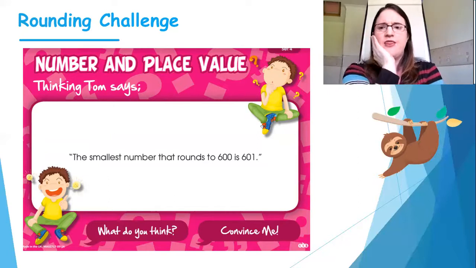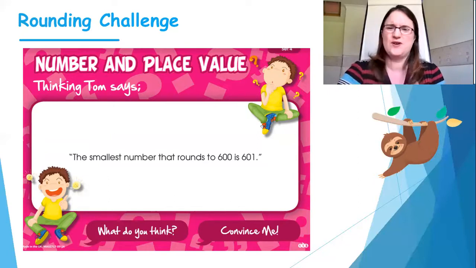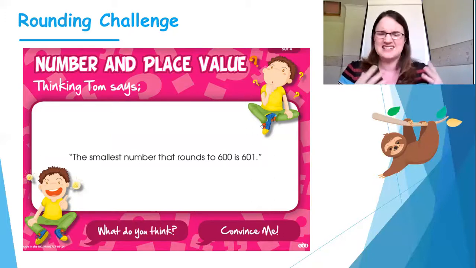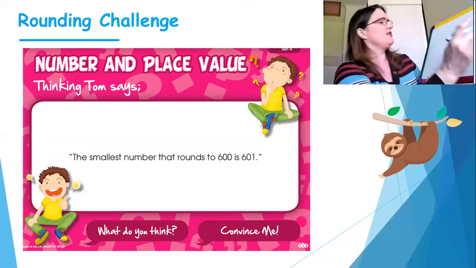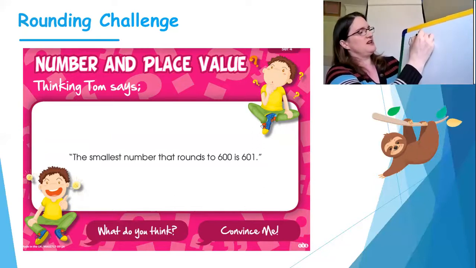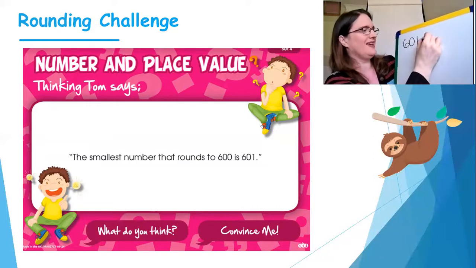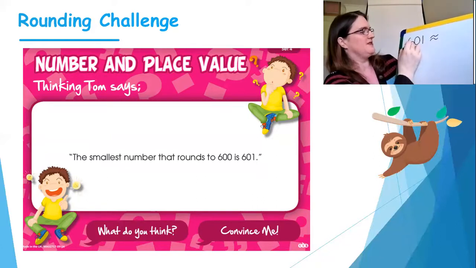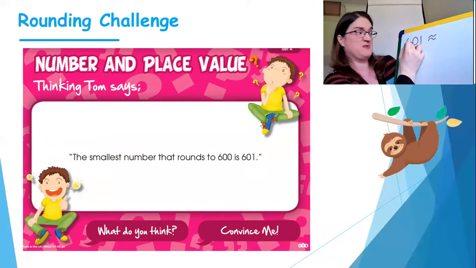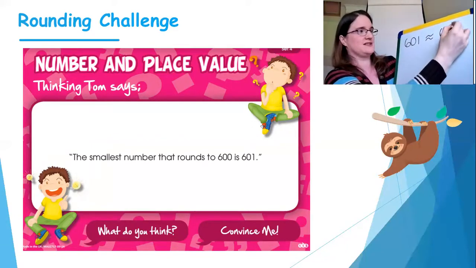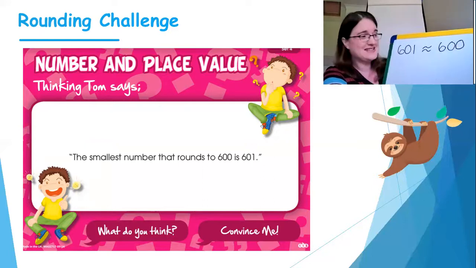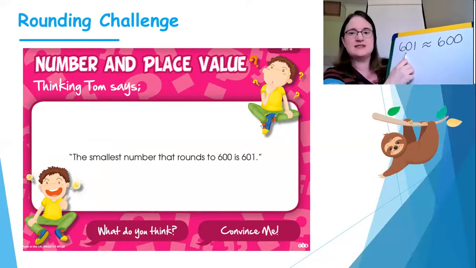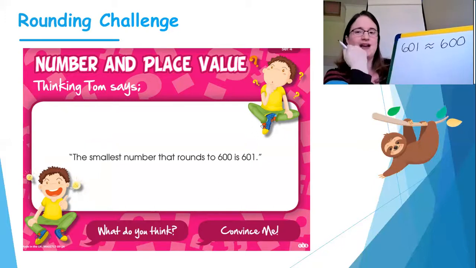So first of all, the first thing I'm going to think about is, is that right or is that wrong? So I'm going to imagine he hasn't said it, and I'm just going to take that number 601. If I round 601 to the nearest 100, here's our 100. It's a 0 there, so it's staying the same. So it's going to become 600. So he is correct, isn't he? 601 does round to 600, but is 601 the smallest number that rounds to 600?